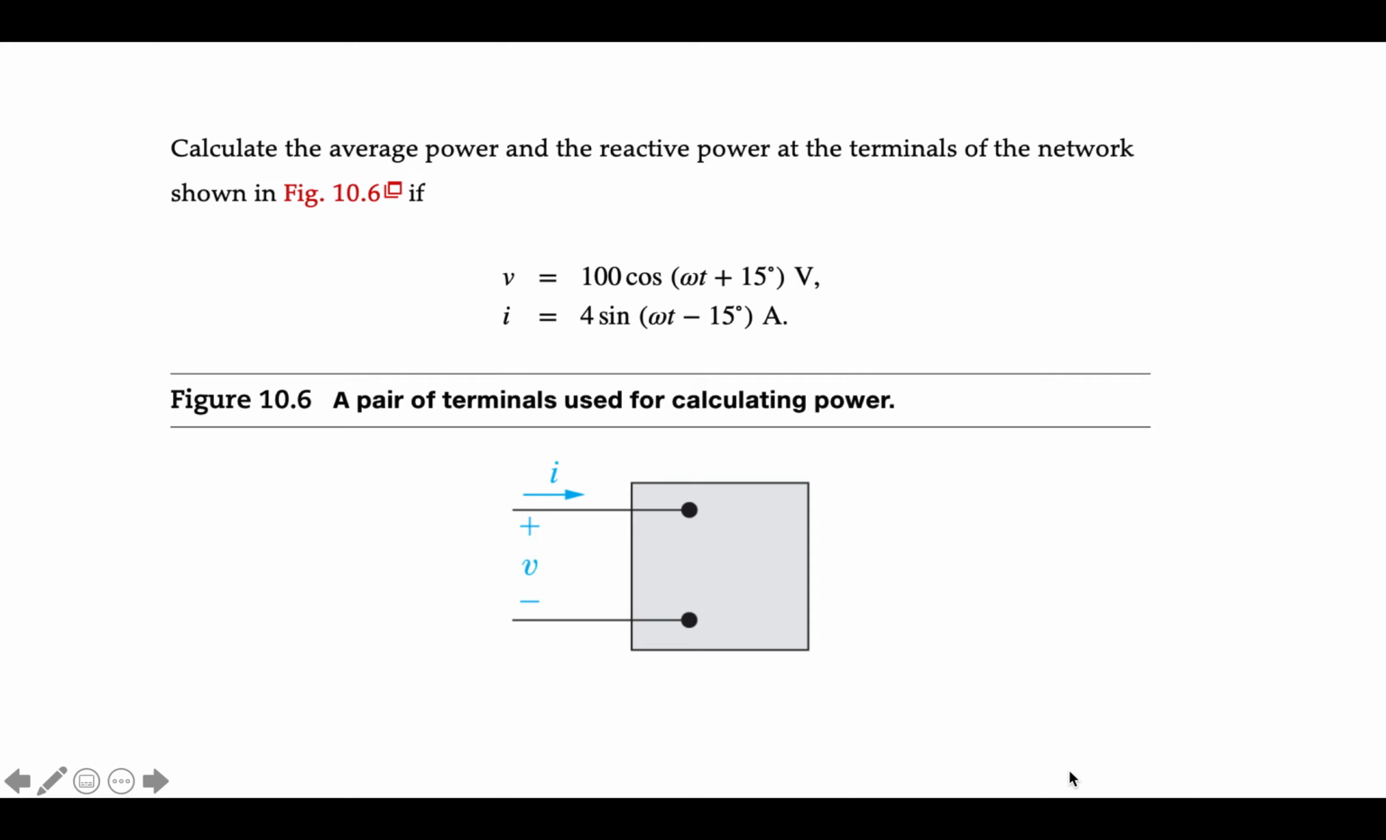For example, just some power calculations to look at the average real power and the reactive power. This is a network that's illustrated. We've got this terminal pair. We are given the voltage and current as functions of time, each with their respective phase angles. So let's look and see how we might do that average and reactive power calculation.